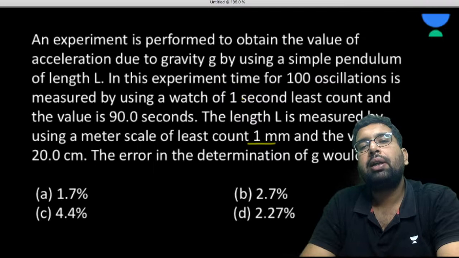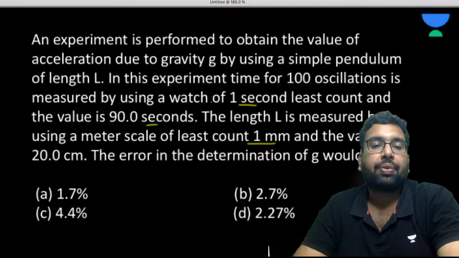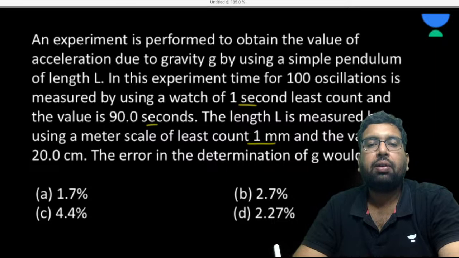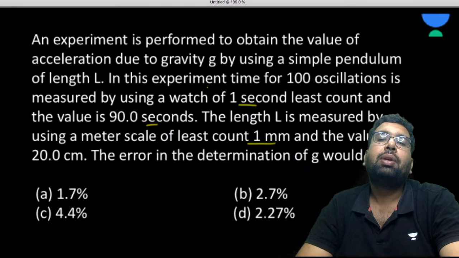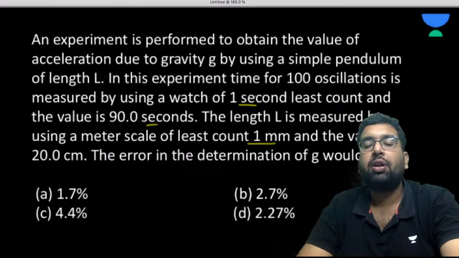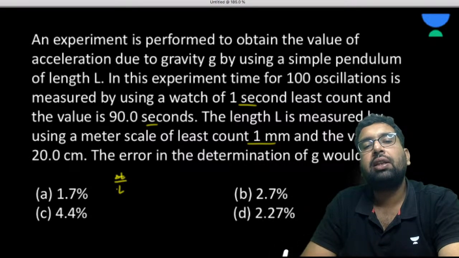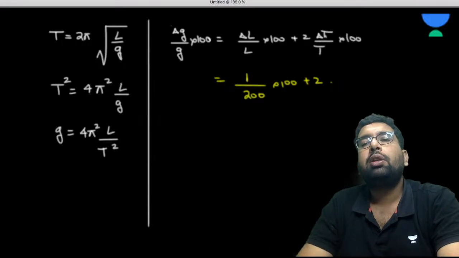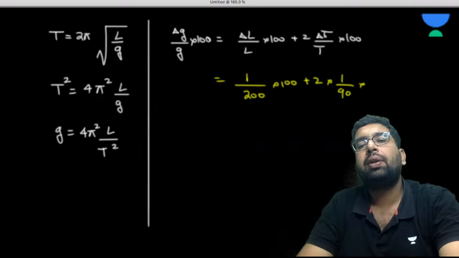Sir, is it delta T and T? No, sir. This is a small delta T upon T. This is what we have learned now. So we require the error in the measurement of each oscillation, but we have the error in the measurement for 100 oscillations. But we already have this idea now, we have seen that small delta T by T is capital delta T by T. So your answer is not going to be any different if you write the least count and the measured time into 100.